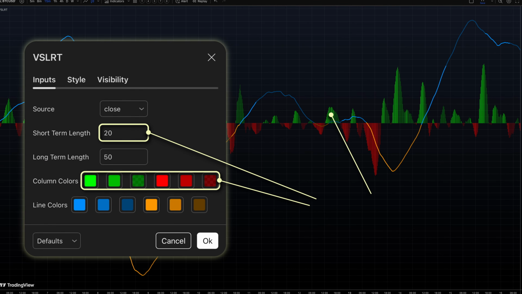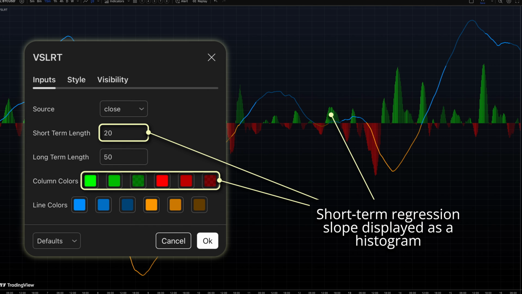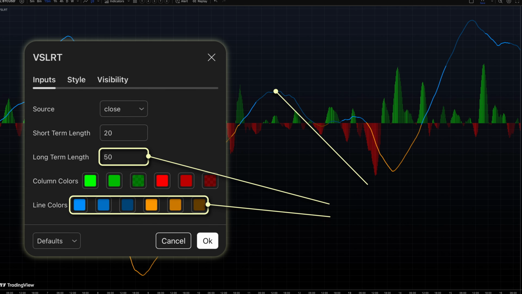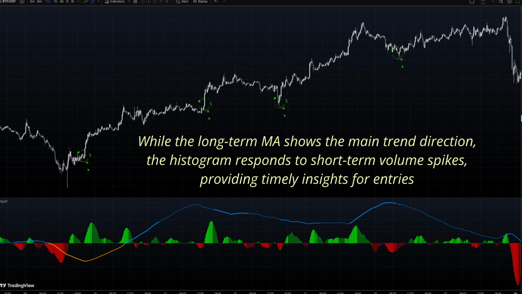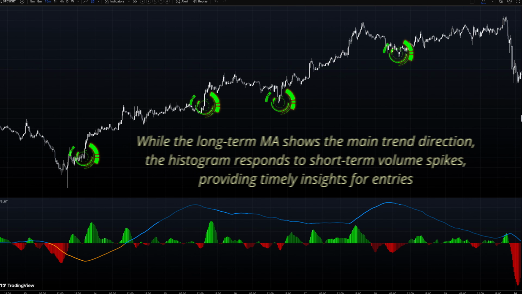The VSLRT displays two main components: a short-term trend represented by colored columns that reflect both price direction and volume support, a long-term trend shown as a thicker line that provides context for the shorter-term movements. The indicator calculates buying and selling volume by analyzing the relationship between candle bodies and wicks. It then applies linear regression to both price and volume components to determine trend strength and sustainability.